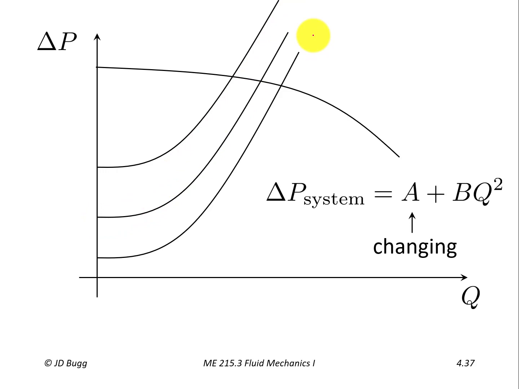Now, of course, we're never doing this graphically. We're always going to be doing it mathematically. But knowing how these curves behave as you change different characteristics of the piping system is important to understanding what's going to happen to the flow rate and how much it is going to increase or decrease with various changes.